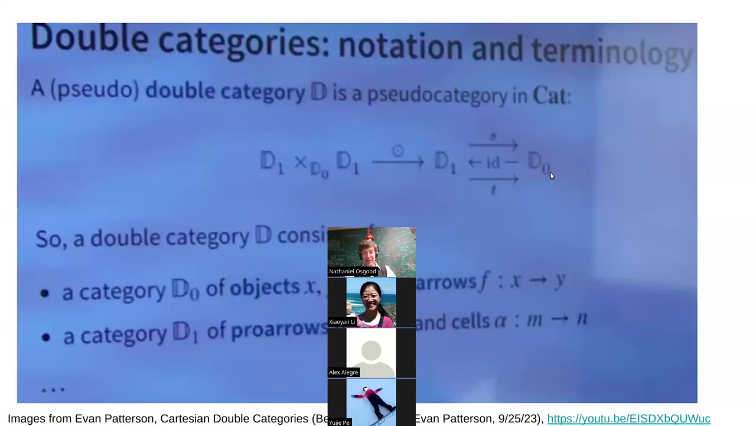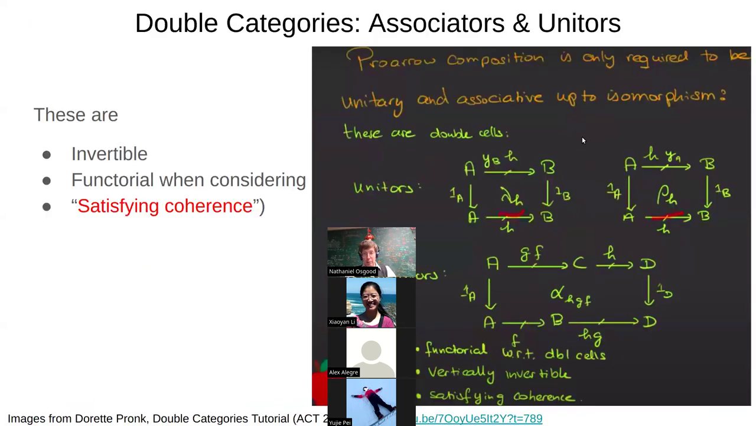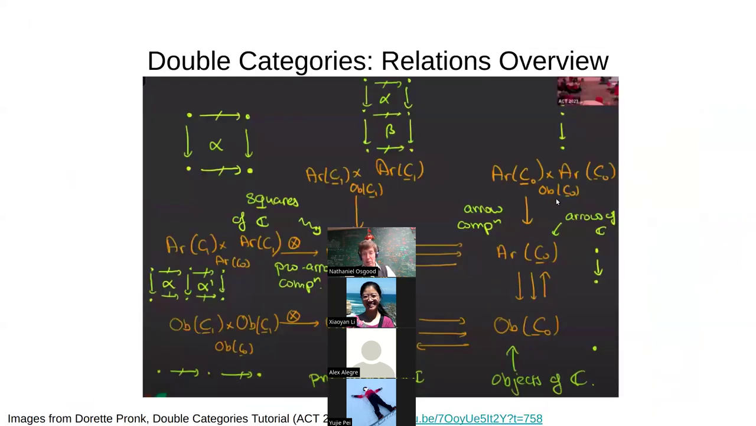What's an object here? It's just a plain old object. It's one of these things. So if we have two vertical morphisms, say X to W, and W to A, two end-to-end ones joined by a common object, we just compose them.